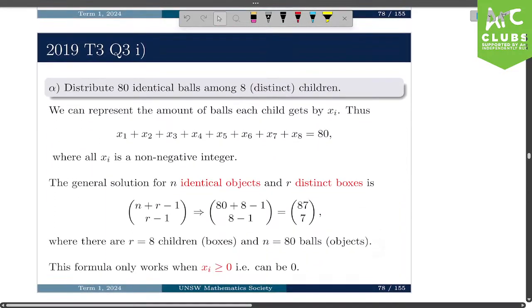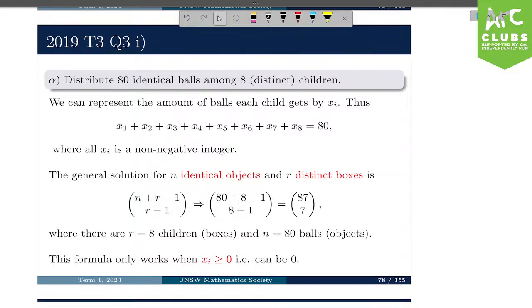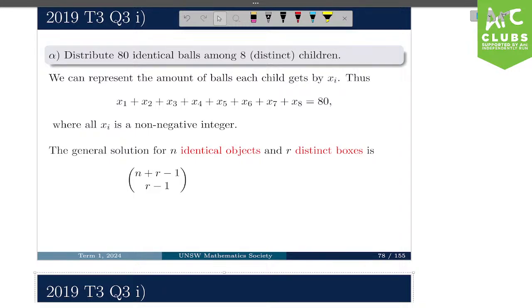And if we substitute r, n, and r, since there are n balls, there's 80 balls and 8 children, we get 87 choose 7. But you can use a formula, you can do whatever, but there's the question: why does this formula work? So one way you could picture it is, instead of considering these as numbers, you could consider how would you consider?